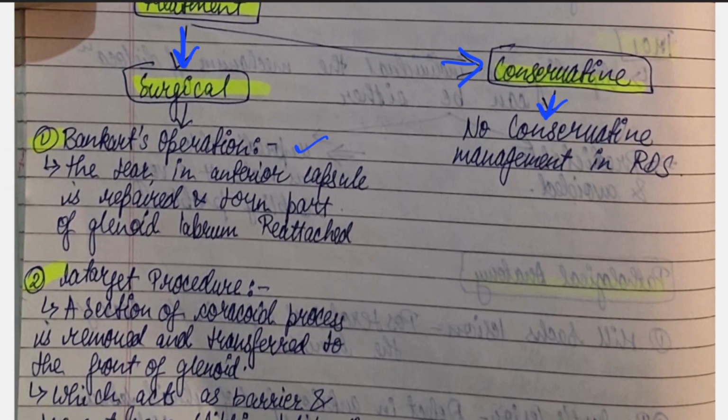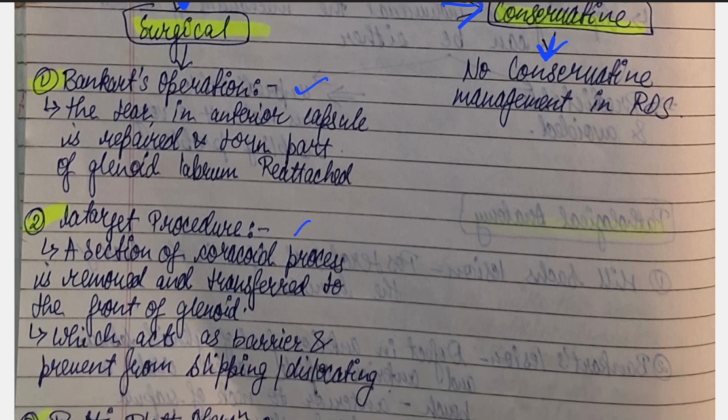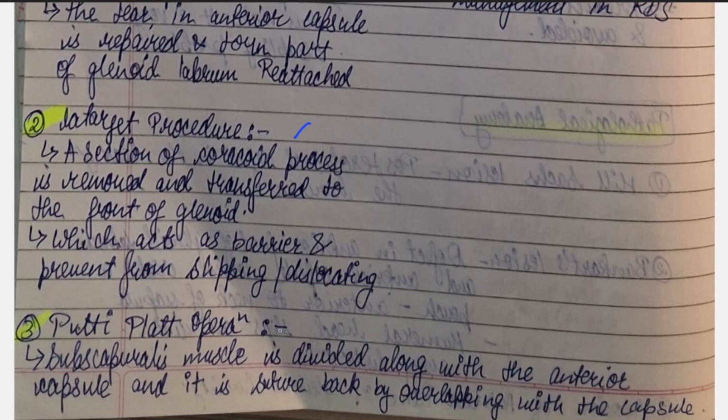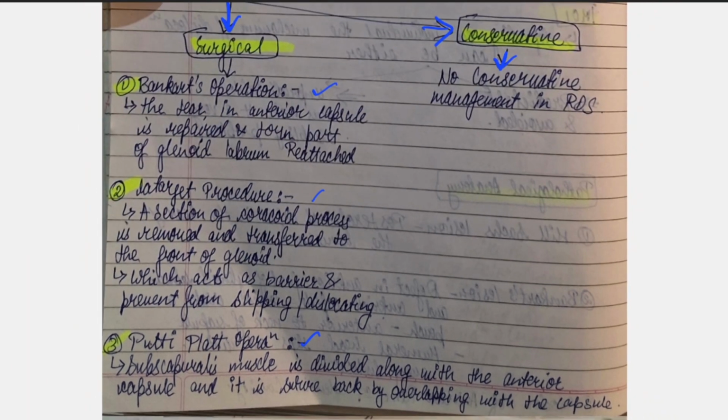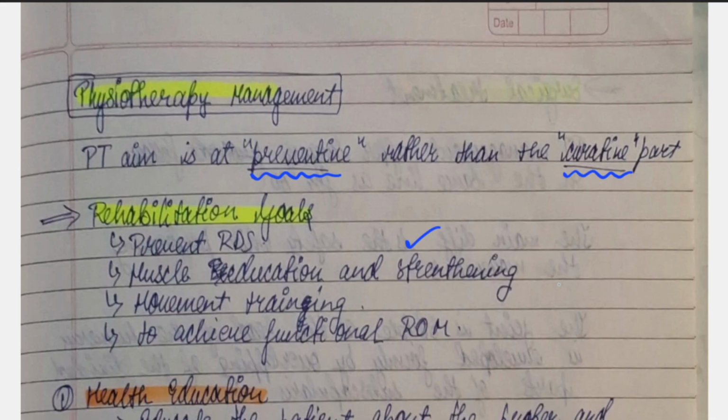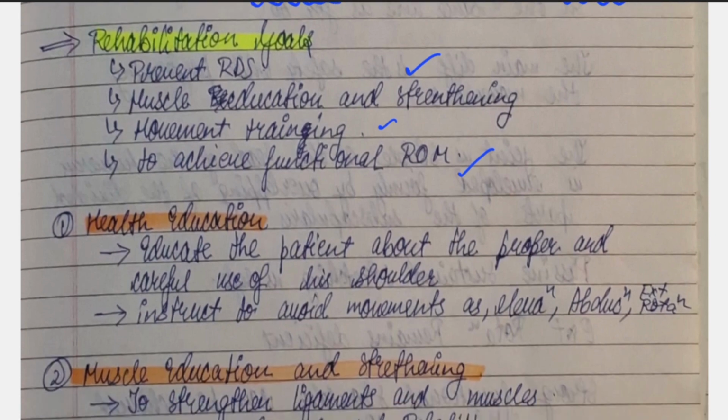That is the Bankart operation and the Latarjet procedure, then the Putti-Platt operation. You can pause the video and read about these surgical procedures. The goals are to prevent redislocation of the shoulder, muscle education and strengthening, movement training, and to achieve functional range of motion.